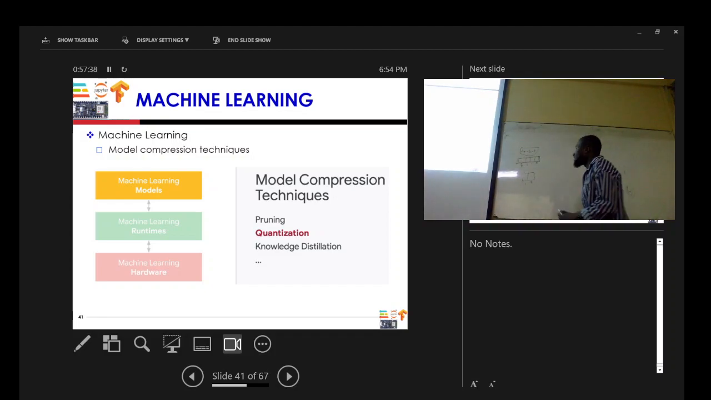So if I have a 4-bit number, the lowest number will be what? 0, 0, 0, 0. The lowest number in a 4-bit number is 0, right? The highest number in a 4-bit number is 1, 1, 1, 1, right?